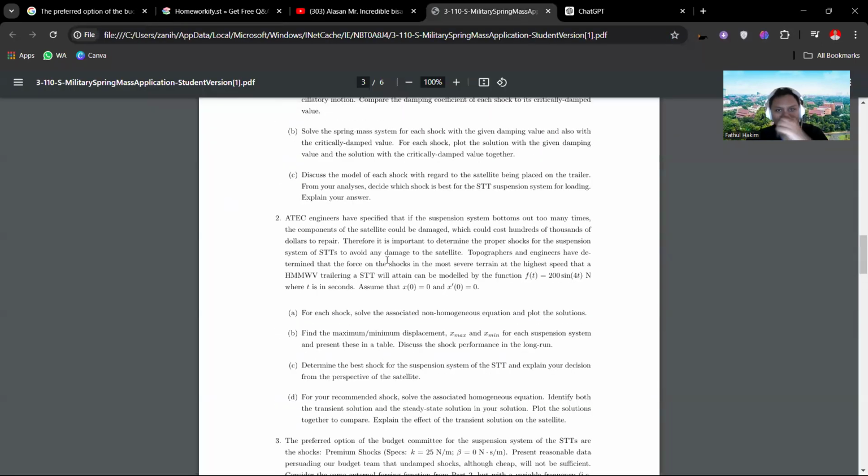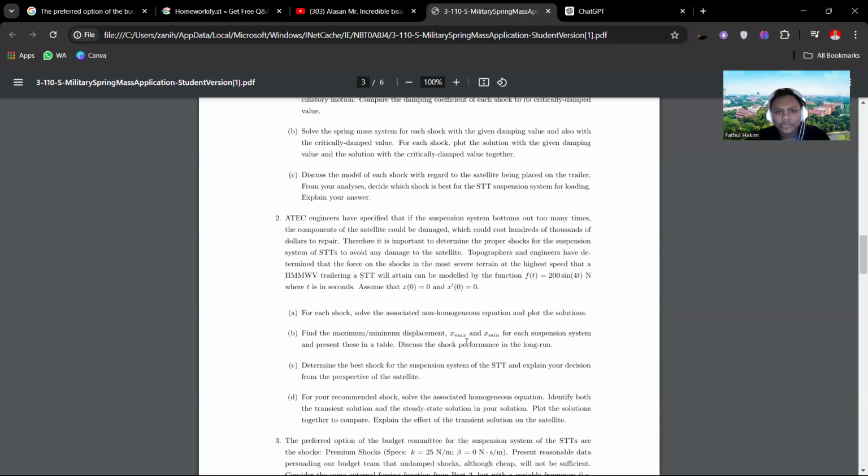The second question is, engineers have specified that if the suspension system bottoms out too many times, the component of the satellite could be damaged, which could cost hundreds of thousands of dollars to repair. Therefore, it is important to determine the proper shocks for the suspension system to avoid any damage to the satellite. Engineers have determined that the force of the shocks in the most severe terrain at the highest speed the trailer will attain can be modeled by the function 200 sin(40t) Newton, where t is in seconds, and assume that x(0) is equal to 0 and x'(0) is 0 also.